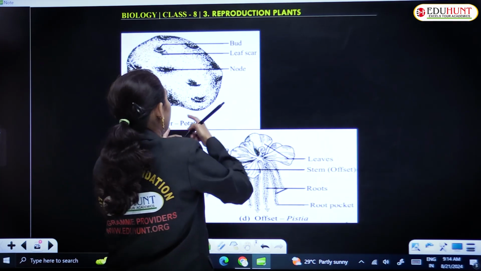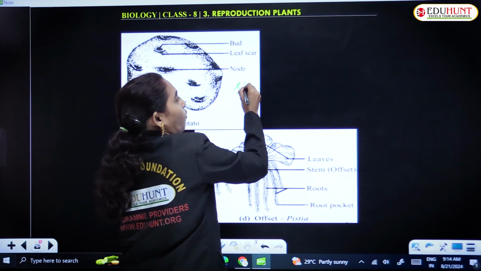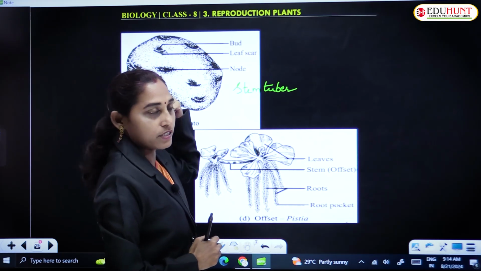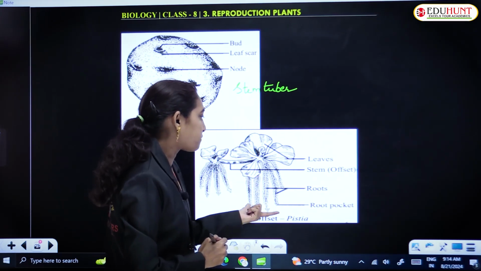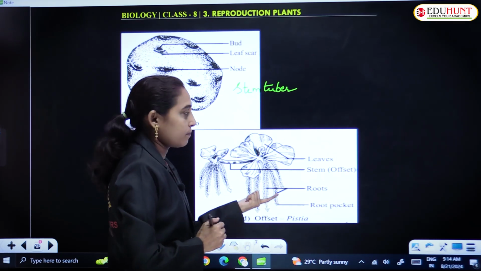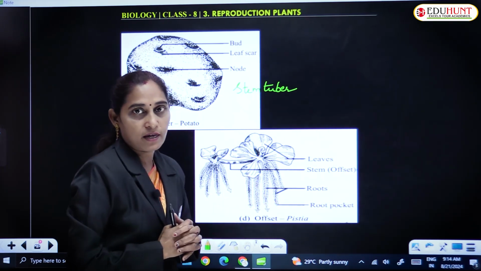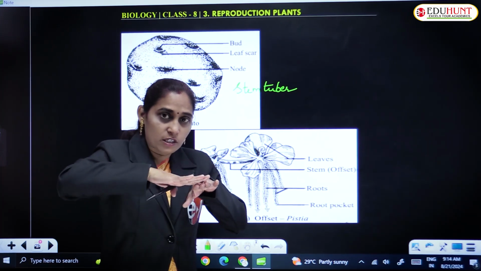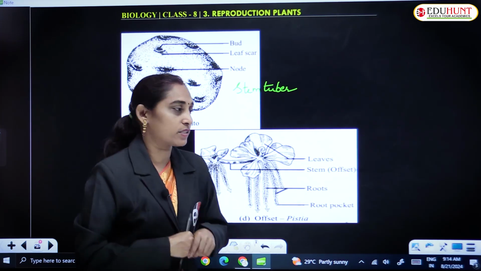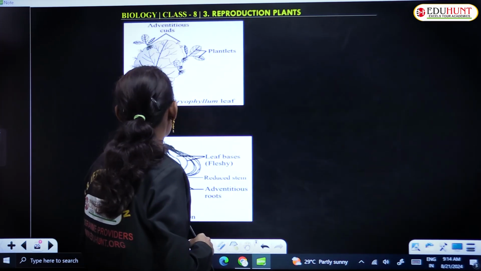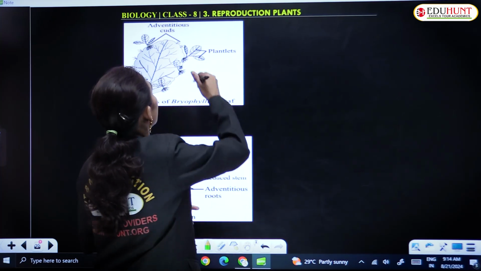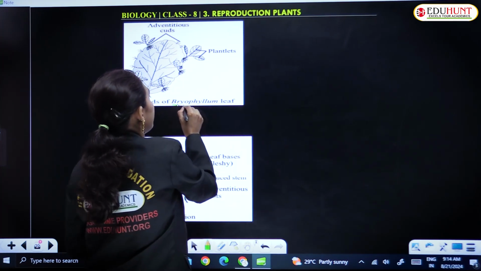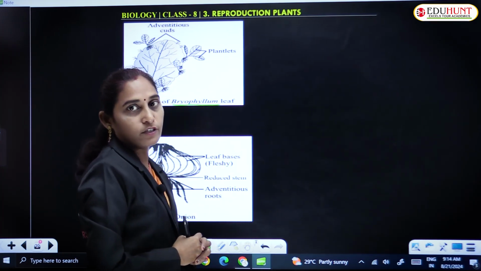It is an example of a stem tuber, potato. It is again an underground stem. Here it is offset. This offset example is Pistia. In this plant, the offset is produced on the water surface. And it is adventitious buds present on the leaf. Example is Bryophyllum, vegetative propagation through leaves.